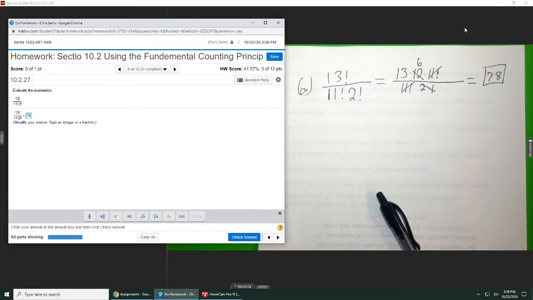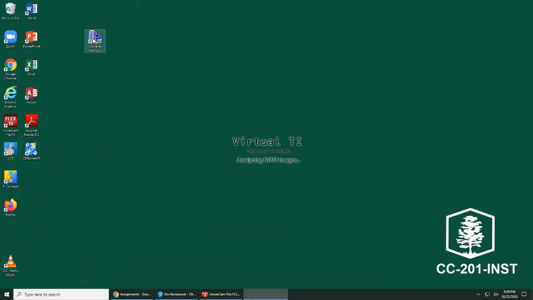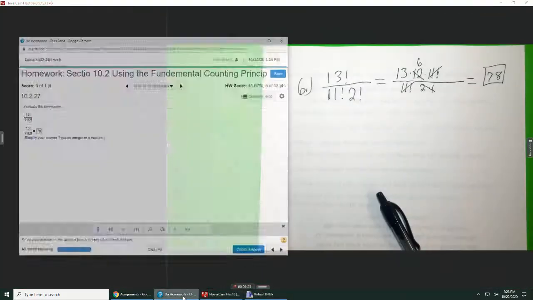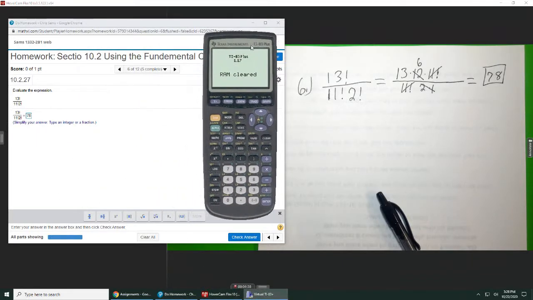Also, just to show you, if you have this graphing calculator, you can put all of it in just like this. So what you would do is put the top in parentheses and the bottom. So I would open parentheses and do 13, and then the math button, you're going to arrow back to probability, and then option number 4.